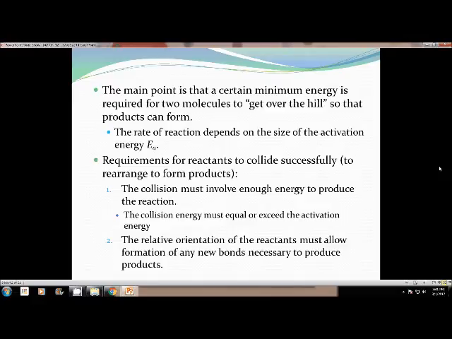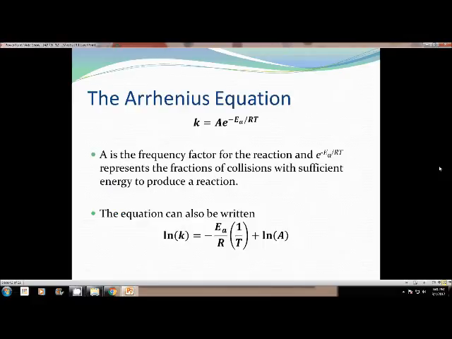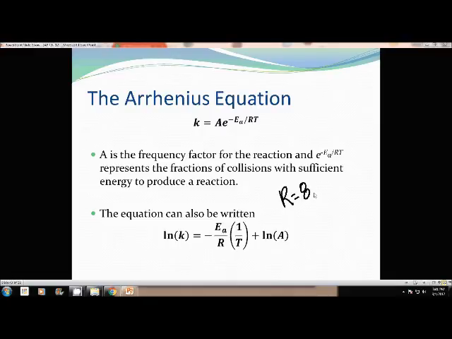And the relative orientation of the reactants must allow the formation of any new bonds necessary to produce the products. So we have the Arrhenius equation, which we don't always use in that form. It uses e to the negative EA over RT, where A stands for the frequency factor, EA is activation energy, temperature is in Kelvin, and R is our value of 8.3145, joules per Kelvin mole. So temperature has to be in Kelvin when you use this.